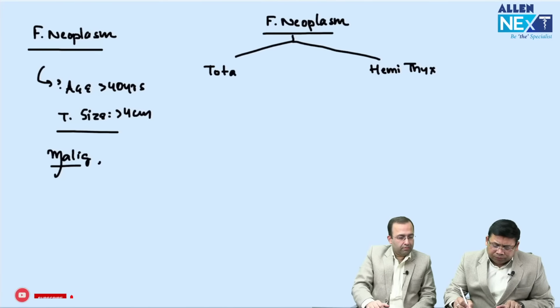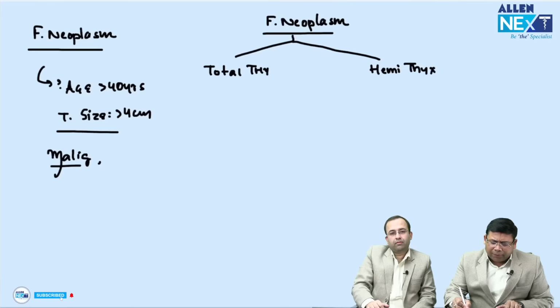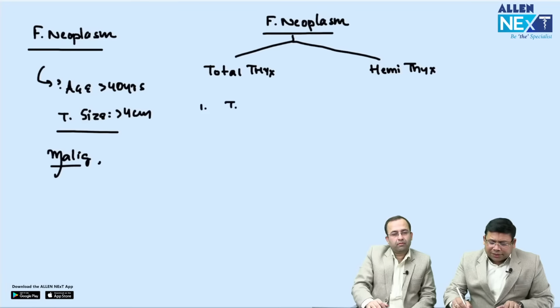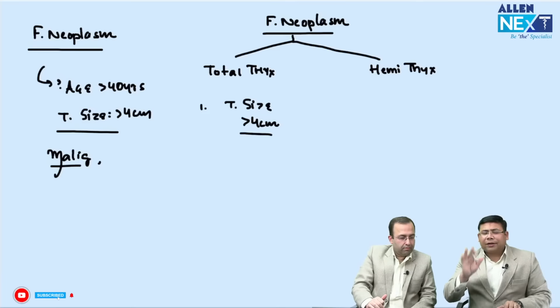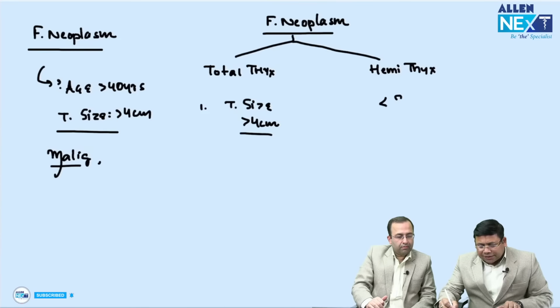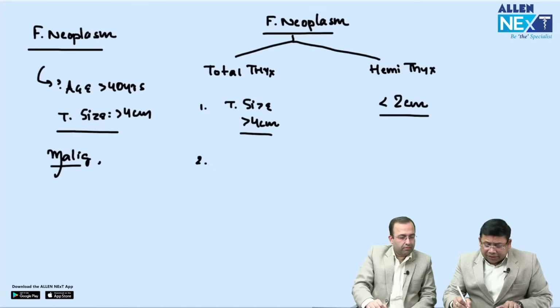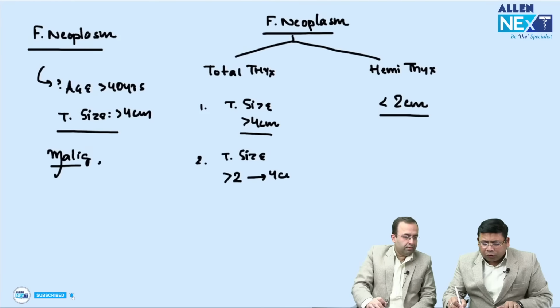So either you will go for total or you go for hemithyroidectomy. So when will you go for total? First, if the tumor size is more than 4 centimeters, you will go for total thyroidectomy. If the tumor size is less than 2 centimeters, you will go for hemithyroidectomy. The second is, if the tumor size is more than 2 up to 4, now what to do, students?